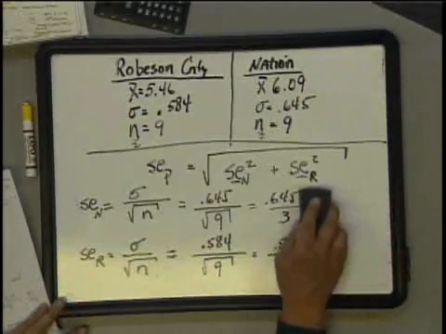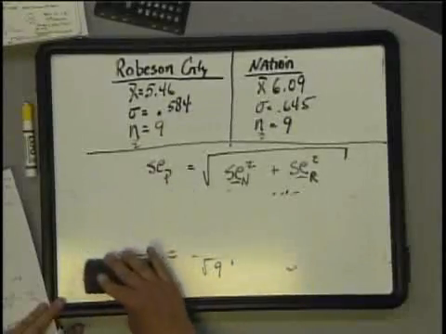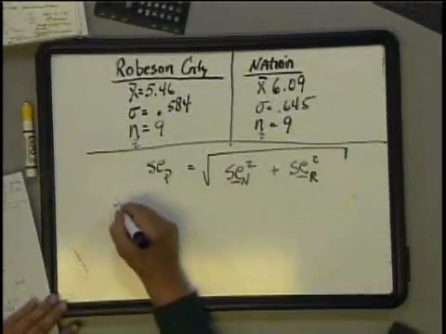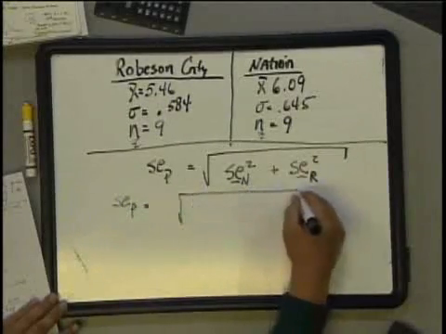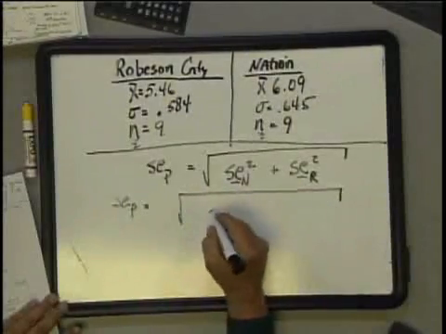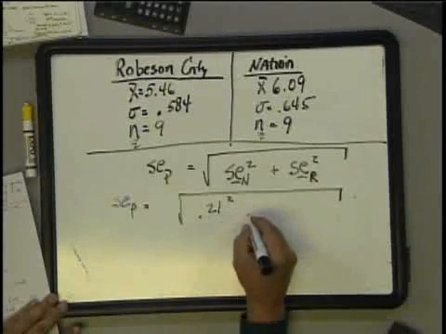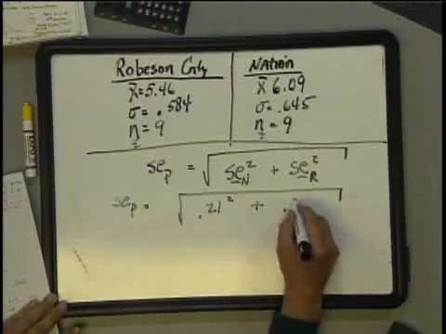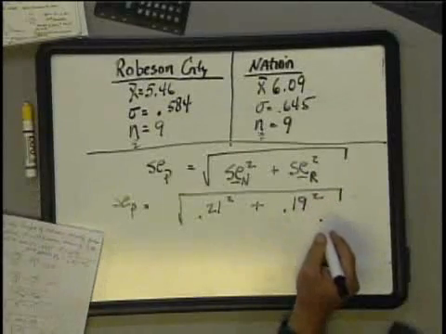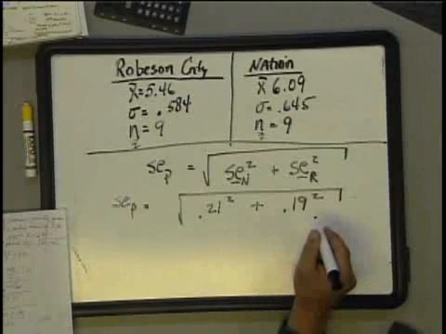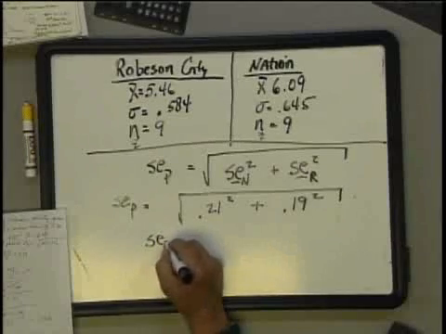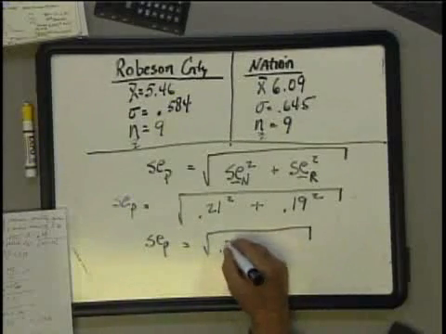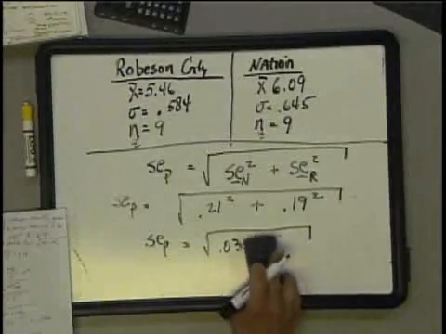I'm going to erase what's on the bottom so I can put those numbers we just found into our pooled standard error equation. The standard error pooled is going to equal the square root of the standard error of the nation, 0.21 squared, plus the standard error of Robeson, 0.19 squared. Now, let's square those numbers and keep them under the square root: 0.03 plus 0.04 plus 0.03.